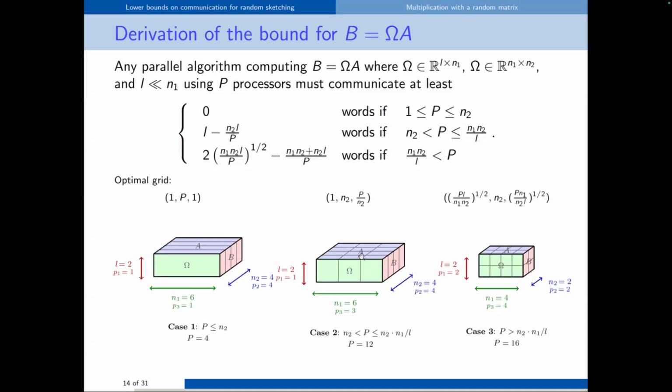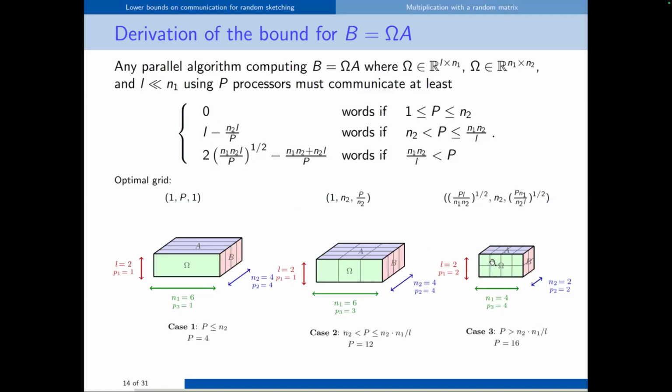In the second case, if I have more processors than columns in the matrix A, then I will also have to distribute the rows of A among processors. And then omega will also be seen as a 1D distributed matrix, and B will have its block of columns distributed among processors. And this algorithm will allow me to attain these lower bounds of communication.